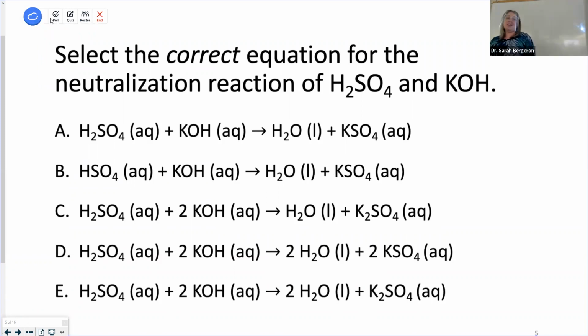Okay, so here you're going to select the correct equation for the neutralization reaction of H2SO4 and KOH. I'm going to suggest you get out a sheet of paper. I notice I haven't started the clock yet. Get out a sheet of paper and write the neutralization of H2SO4 and KOH, and then compare your answer choices to what's here. I'll give you a full 2.5 minutes to do it, but it always works better if you write it yourself. So 2.5 minutes. 2 minutes, 30 seconds.